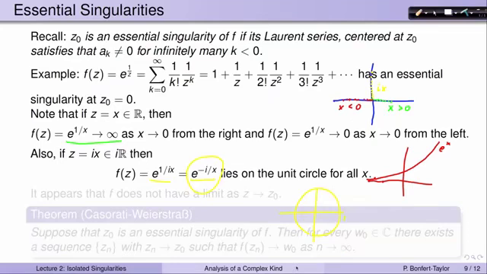Does the function f have a limit as z approaches the origin? I have seen sequences for which the function goes to infinity, other sequences for which the function goes to 0, and yet other sequences for which the function bounces around the unit circle. So there's no unified behavior whatsoever, and therefore f does not have a limit as z approaches z0. And that's the typical behavior for an essential singularity.